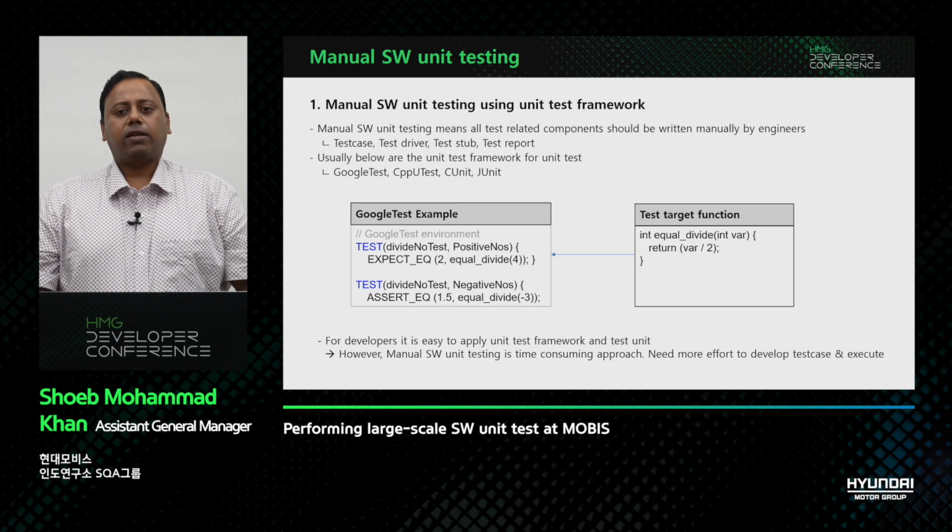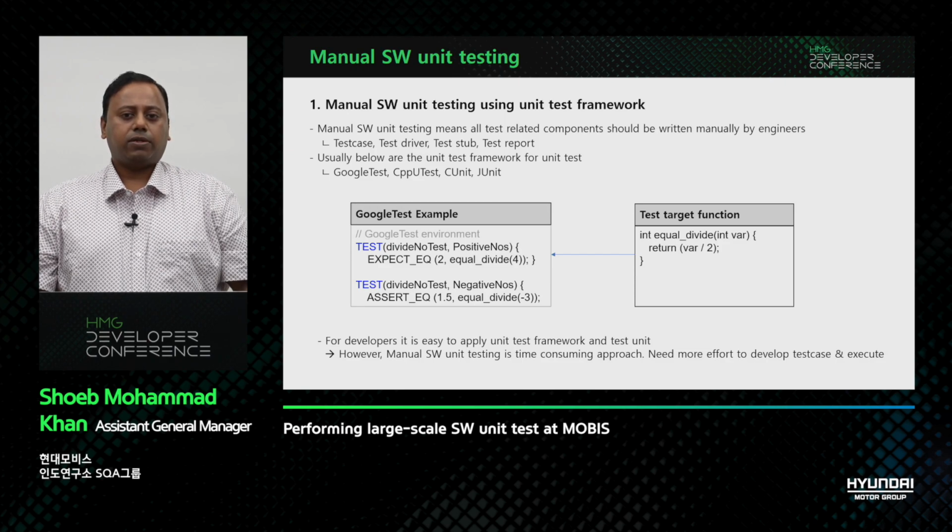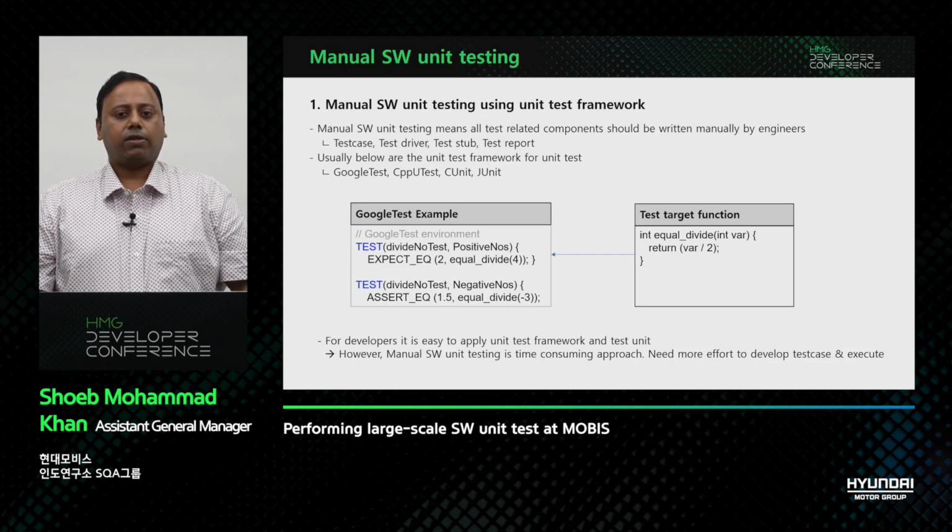Developers find it straightforward to implement a unit test framework and test individual units. In contrast, manual software unit testing is a time-consuming approach that demands additional effort for test case development and execution. Now, let us explore unit testing with the use of commercial software tools.